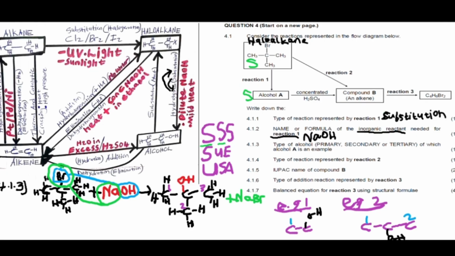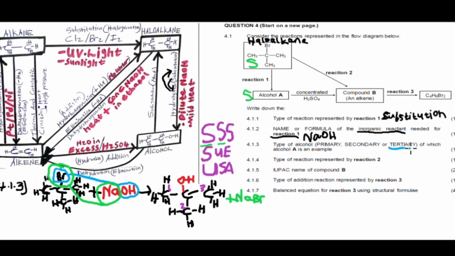But now let's go back to the question. Let me erase this. We have said that it is a tertiary alcohol because the carbon that is carrying the OH is bonded to 3 other carbon atoms. You're going to underline the tertiary, and then you're going to get the mark. So my answer there is a tertiary alcohol. Now let's move on to the next question.